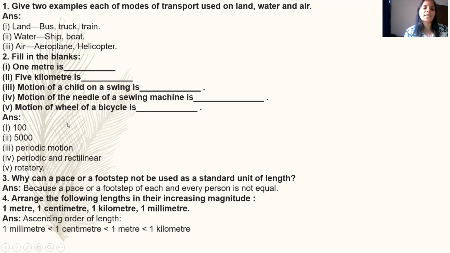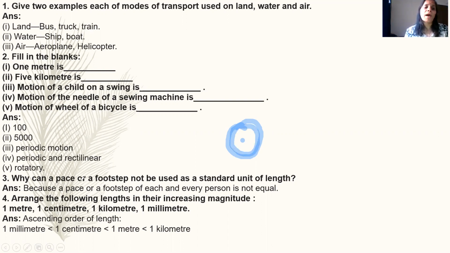Rotatory motion is an example: motion of a wheel of a bicycle. As we all know, how does the cycle move? Still, if you have a doubt, as we know the wheel is fixed at one place and it rotates around it. So it is an example of rotatory motion.